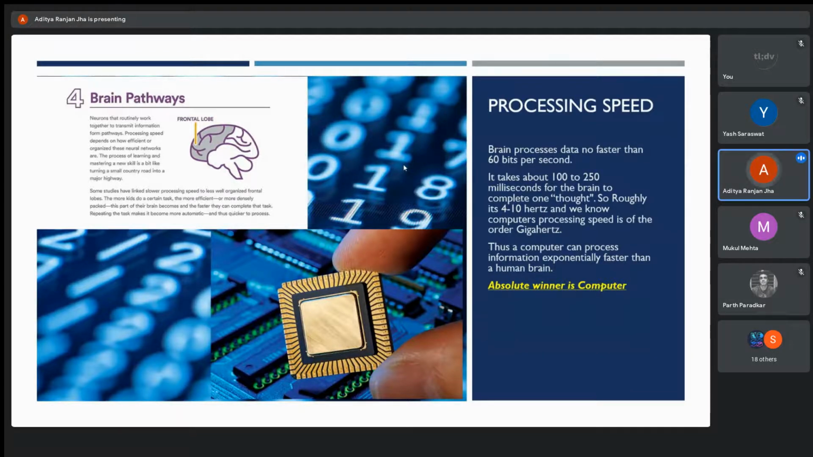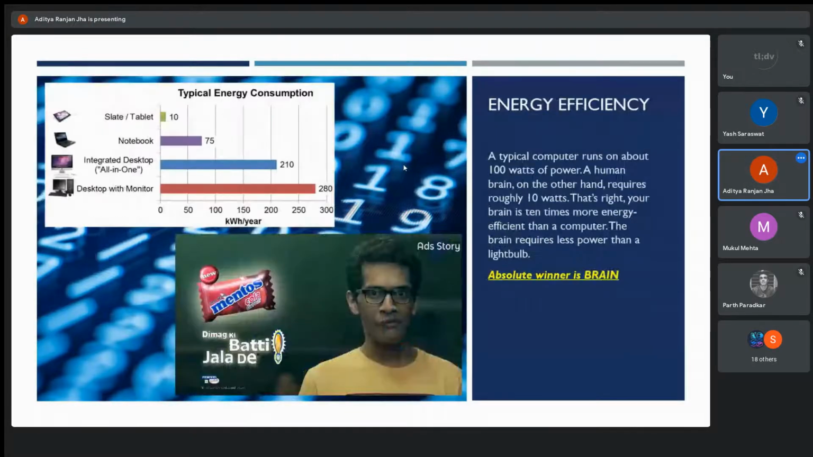So if we talk about the fastest responses of the brain also, then it takes about 100 to 250 milliseconds. And if I compute the frequency using this, it would be around 4 to 10 hertz. And we know that our computer processing speed is on the order of gigahertz, 2 to 4 gigahertz, which is exponentially more than the brain. So, of course, the absolute winner here is the computer.